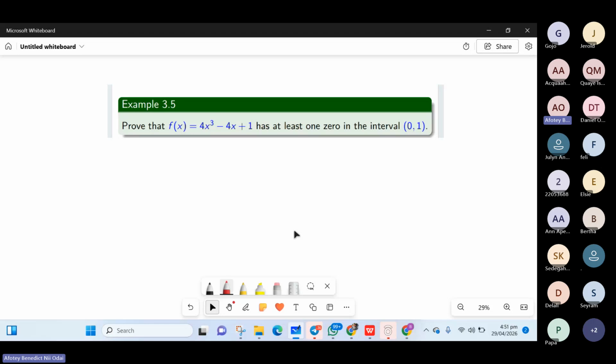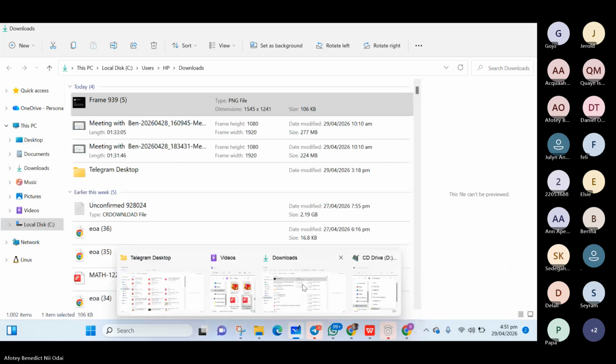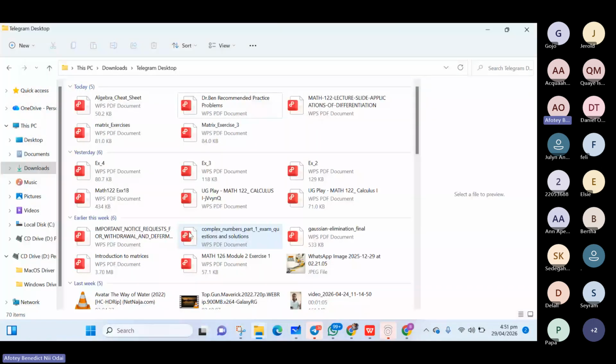Okay, so I think the application of differentiation.